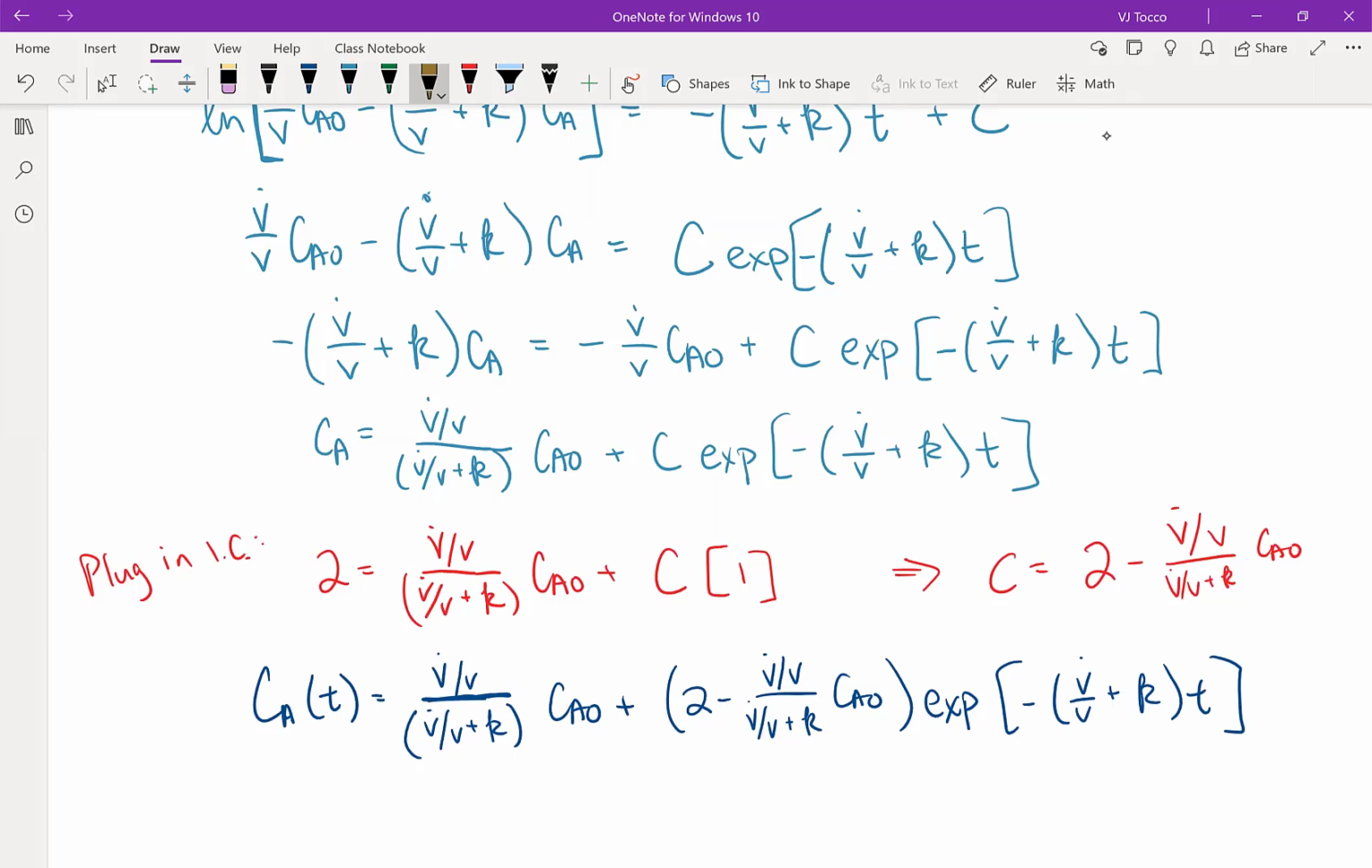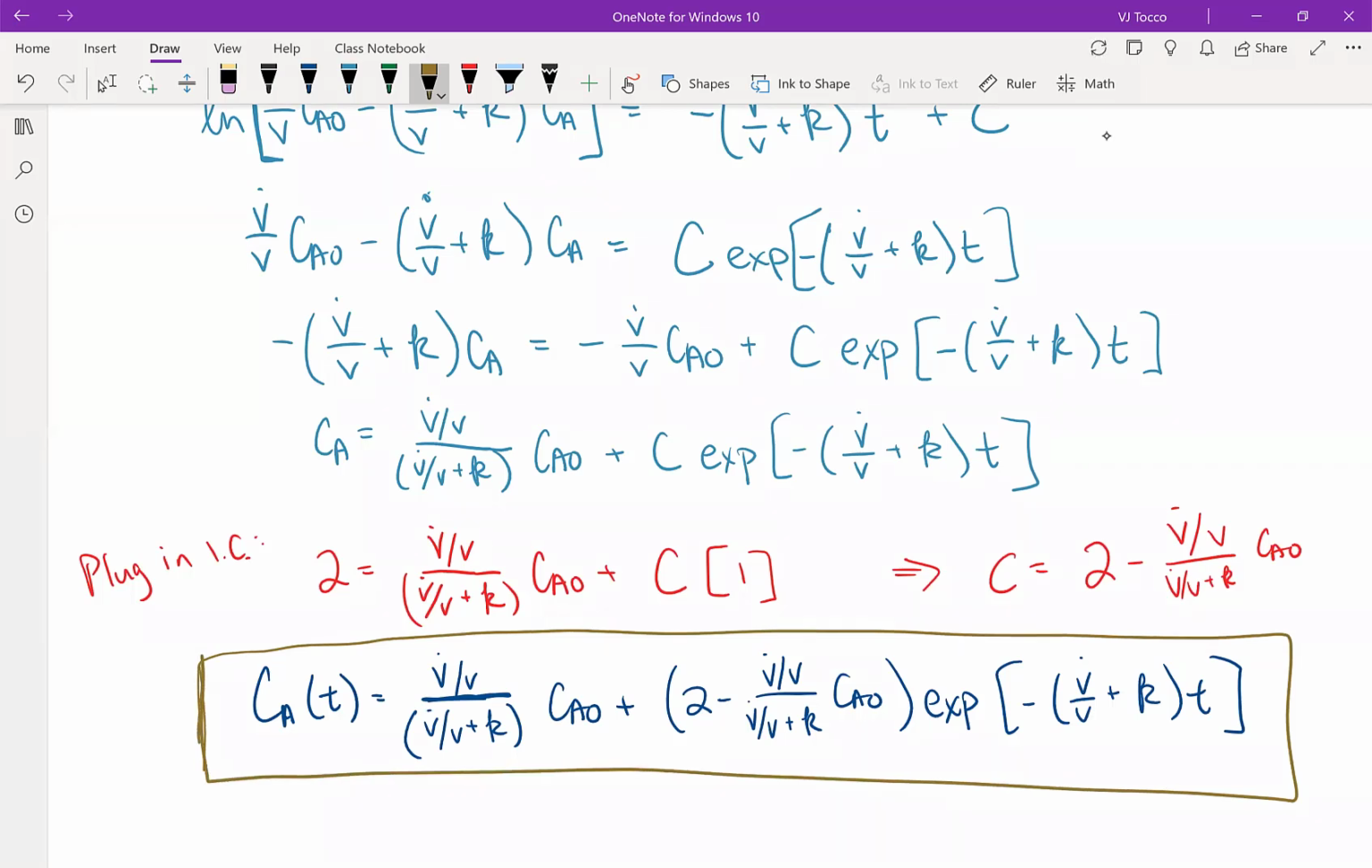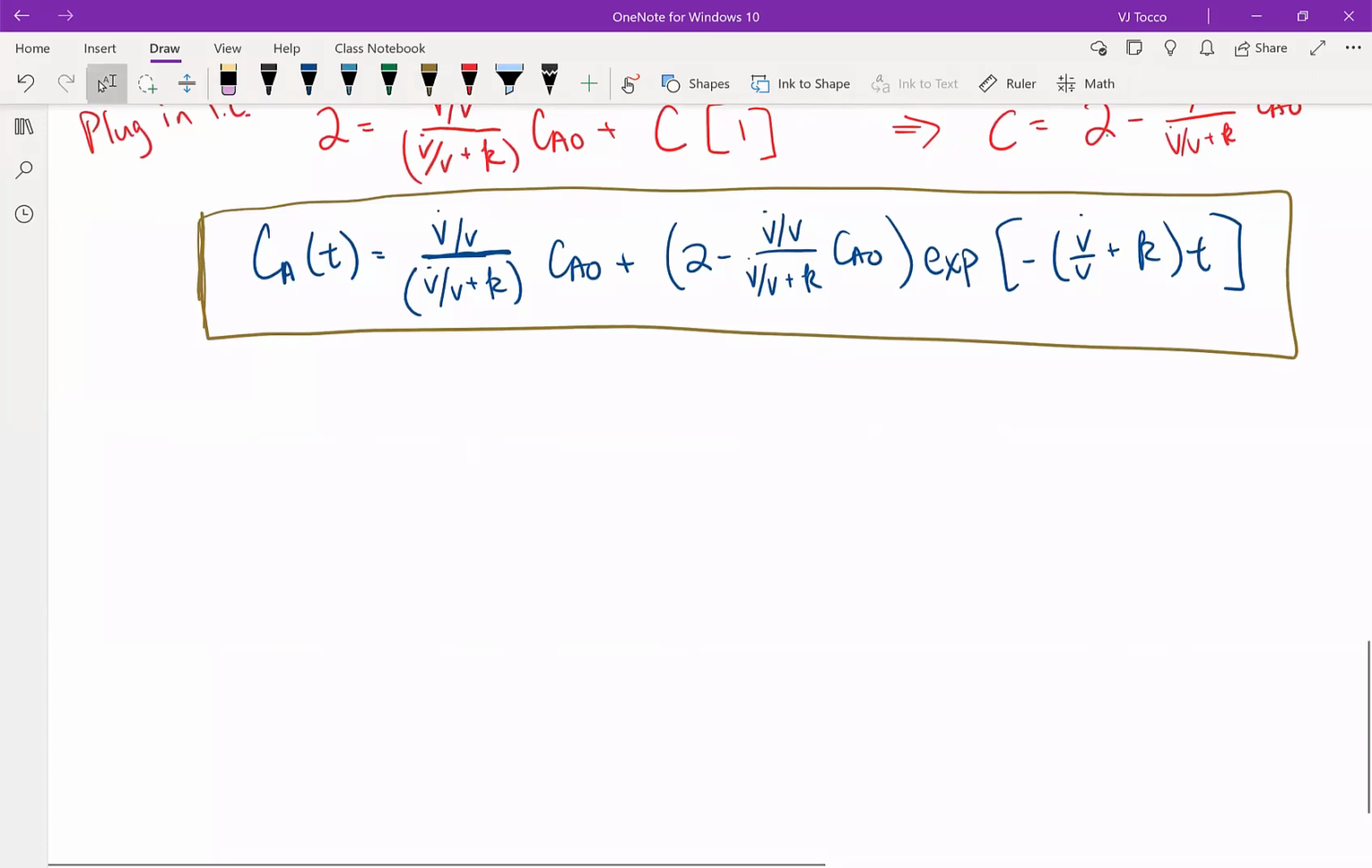Now, for any value of v dot, v, or k, or CA0, or whatever, I can still use this same expression for CA as a function of time. I'm pretty sure this is correct. I have verified this with Excel. So a good way to double check your results. I'll go through a couple of ways to double check, but I'll just note that the double checking methods that I like are simply, what I did is I went into Excel and I plotted this. So plot CA of t and double check that it makes sense with what you would expect.